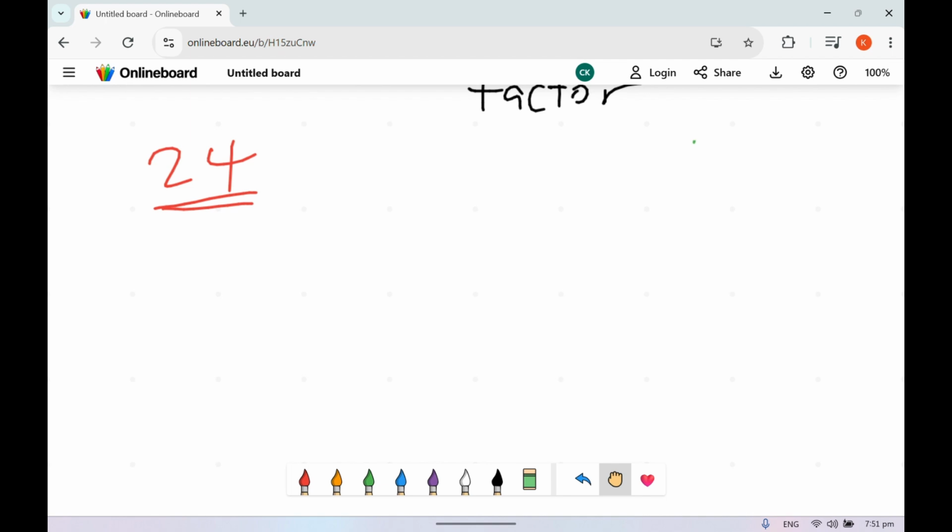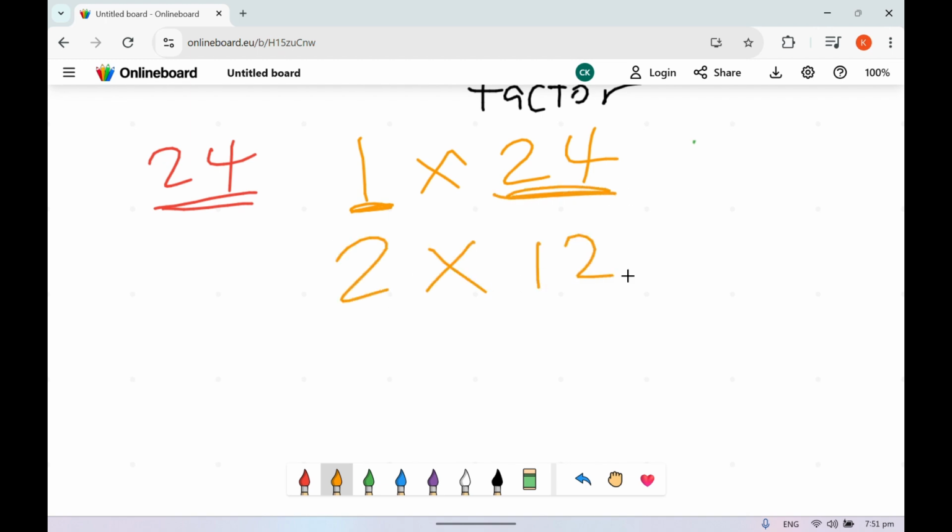Pause the video right now, try it out. What are the factors of 24? Okay, to make it easy for us, I'm just going to show you what times what gives us 24. So 1 times 24 gives us 24. So these two are factors. 2 times 12 gives us 24. These two are also factors.